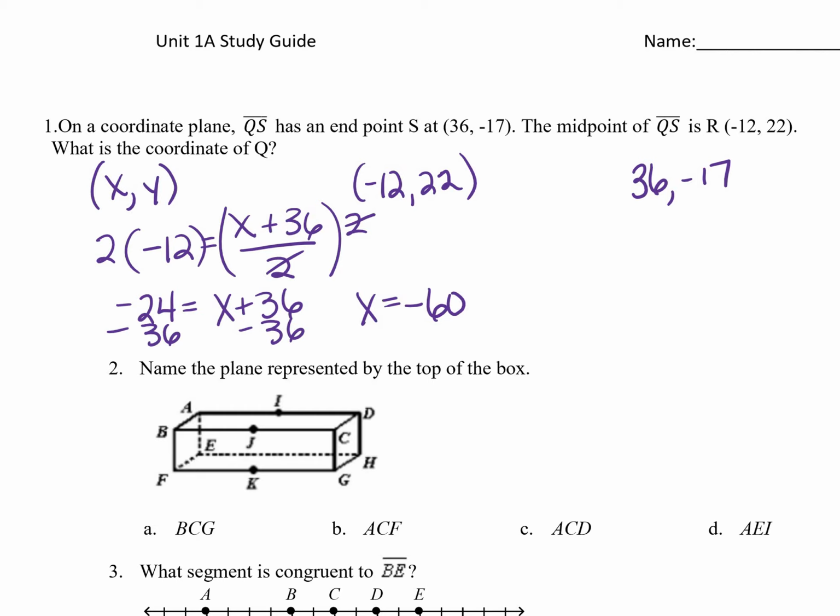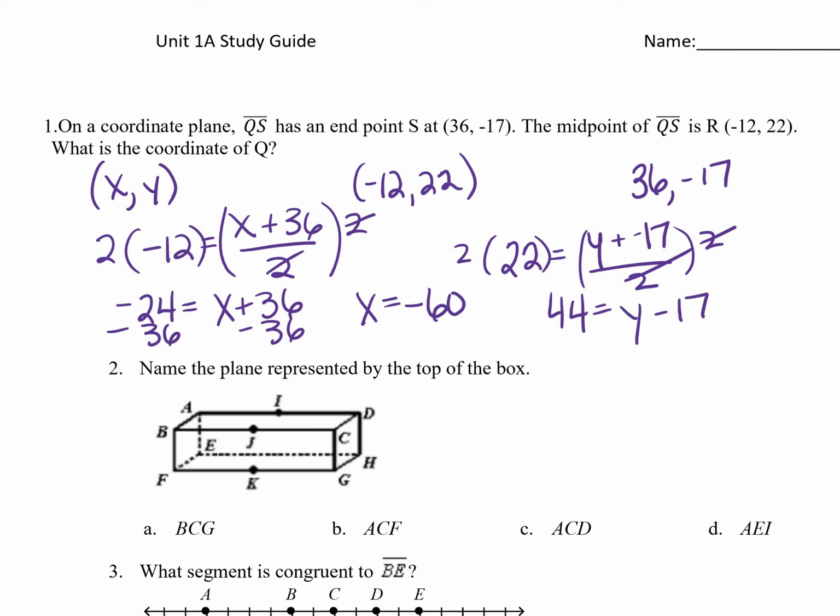So do the same thing for Y. The middle equals the first plus the last, divided by 2. Solve it, multiply both sides by 2. 44 equals, cancels out the 2, Y minus 17. Add 17 to both sides, and you get final answer, Y equals 61. So your answer is a coordinate, negative 60, 61, and that is the point that would be the midpoint.